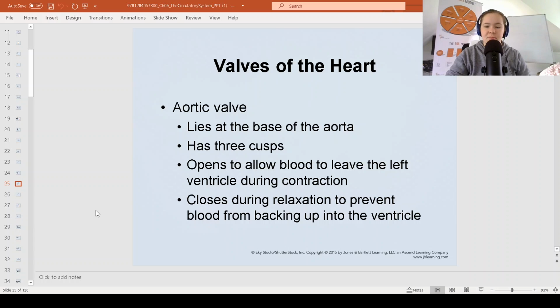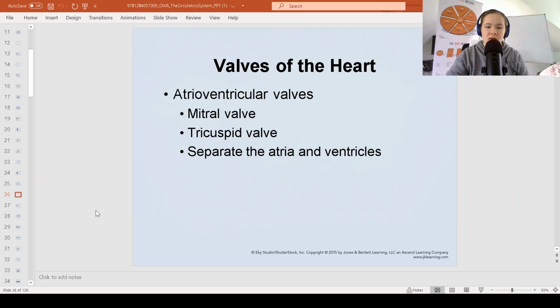Aortic valve lies at the base of the aorta. It has 3 cusps and opens to allow blood to leave the left ventricle during contraction. This closes during relaxation to prevent blood from backing up into the ventricle. Atrioventricular valves are the mitral valve and tricuspid valve, and separate the atria and ventricles.